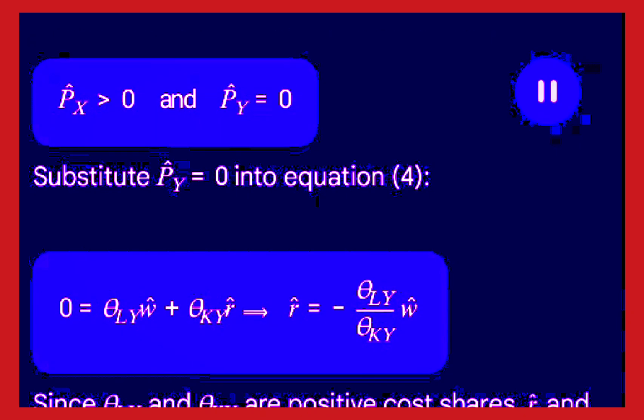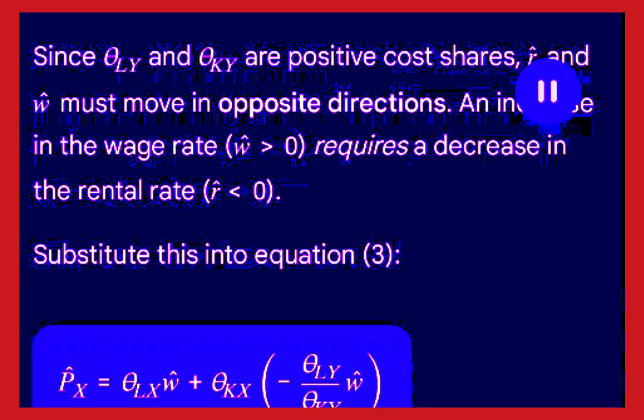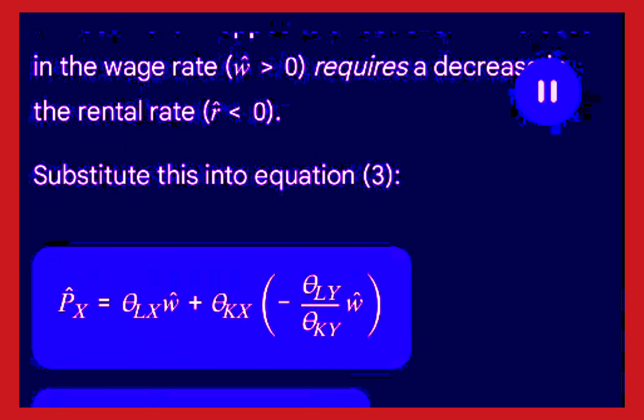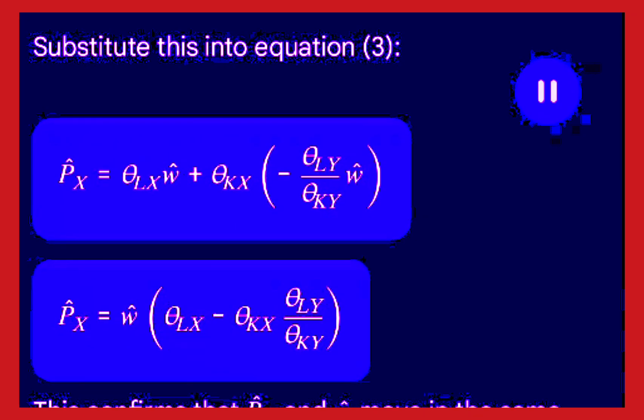Substitute P-hat_Y equals 0 into equation 4. Since theta_Ly and theta_Ky are positive cost shares, R-hat and W-hat must move in opposite directions. An increase in the wage rate, W-hat greater than 0, requires a decrease in the rental rate, R-hat less than 0. Substitute this into equation 3. This confirms that P-hat_X and W-hat move in the same direction.